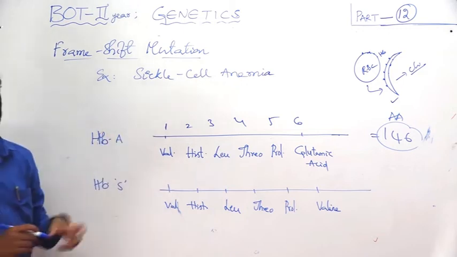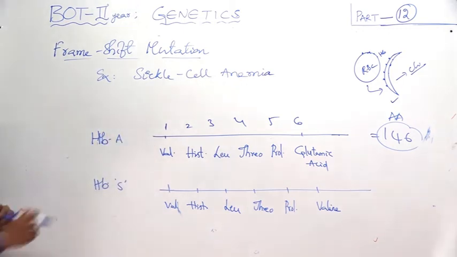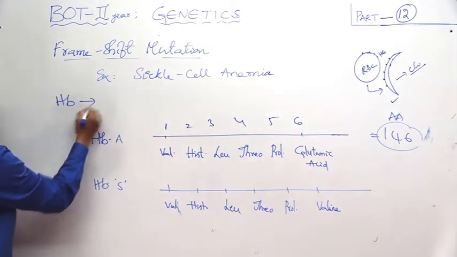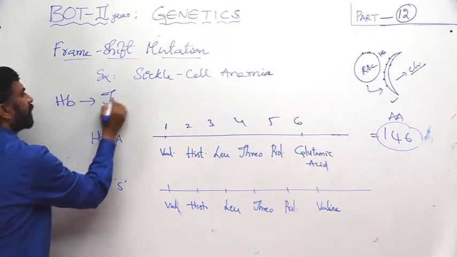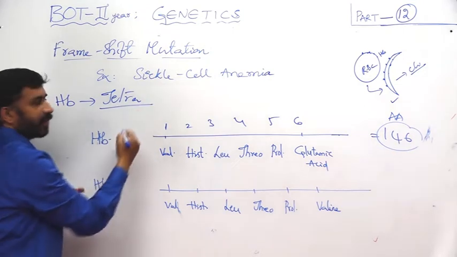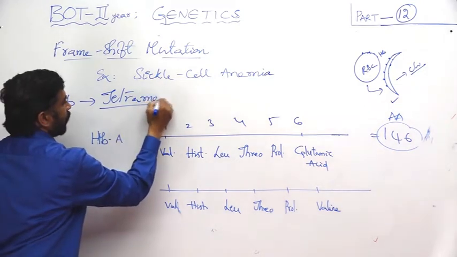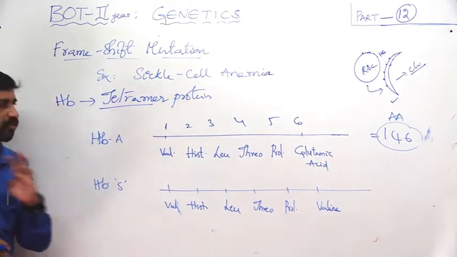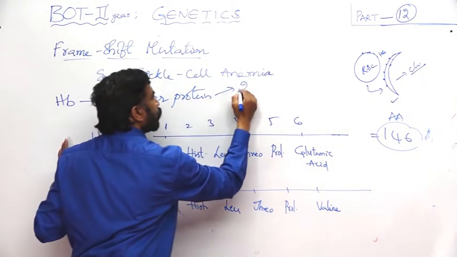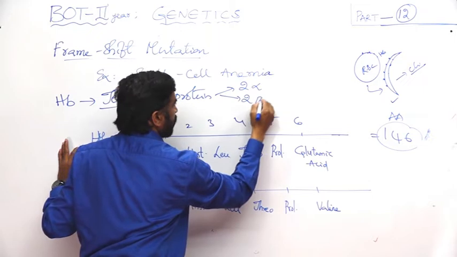The defect is mainly in the hemoglobin, right? In a normal person, we know that hemoglobin is a protein, a tetramer protein. So what is a tetramer protein? It is formed of 4 polypeptide chains, consisting of 2 alpha chains and 2 beta chains.